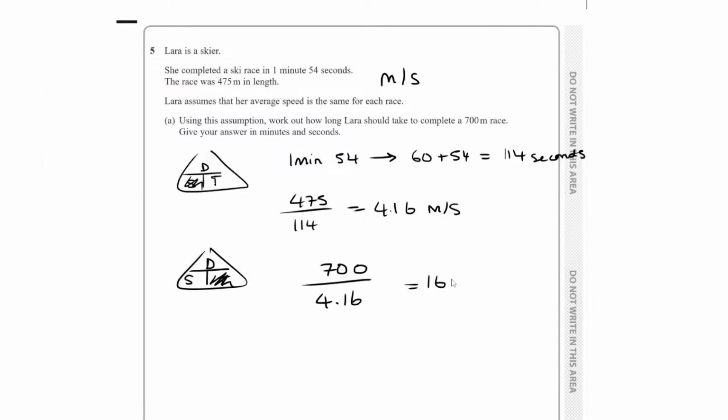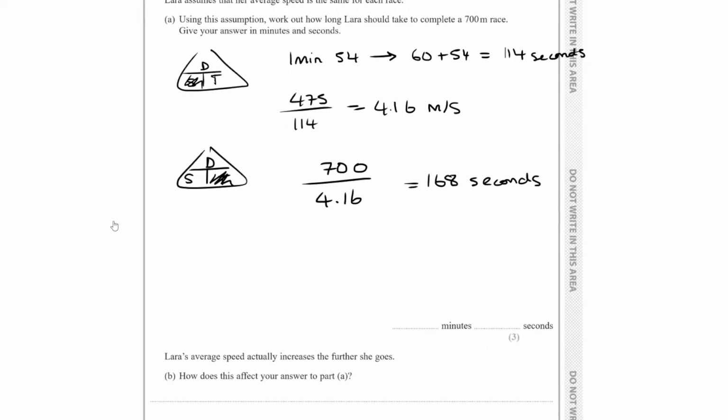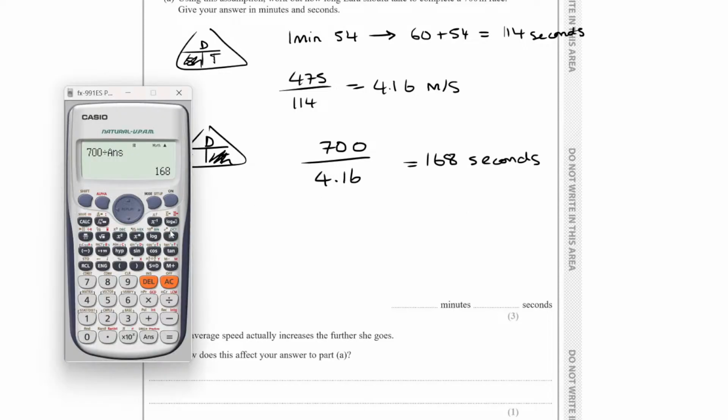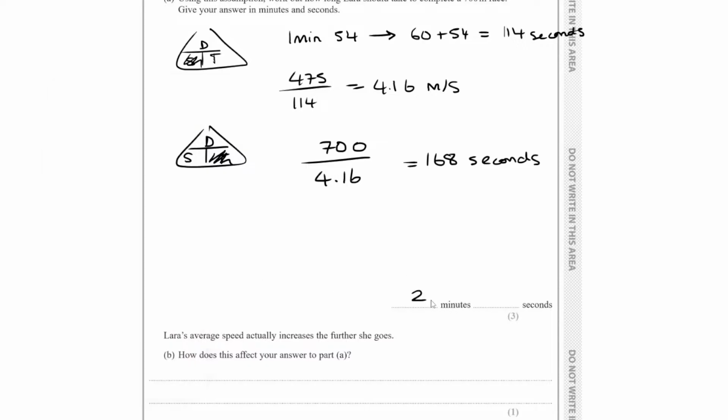168. So remember that this is seconds, isn't it? Seconds, because the speed was in seconds. So they obviously want the answer in minutes and seconds. So what I would do is 168 divided by 60, because I know there are 60 seconds in a minute. So that gives me 2.8 minutes. But then, so that's 2 minutes, isn't it? And then 0.8 of a minute.